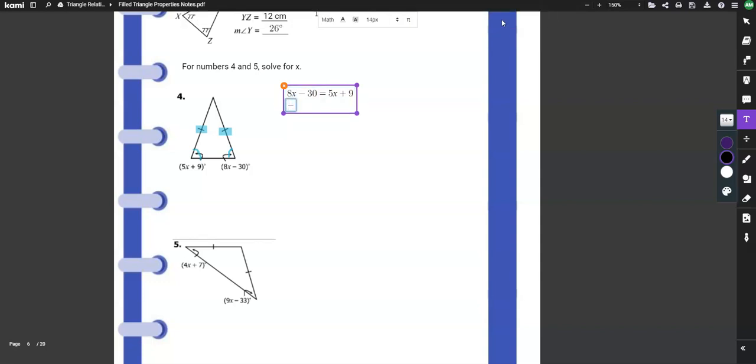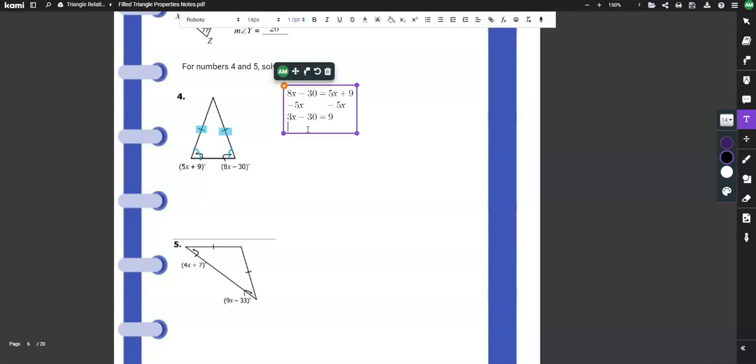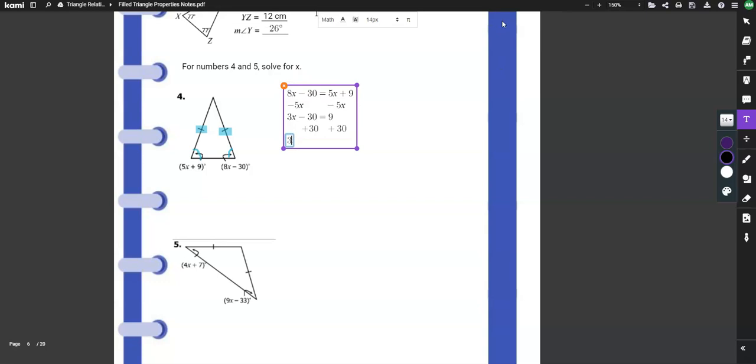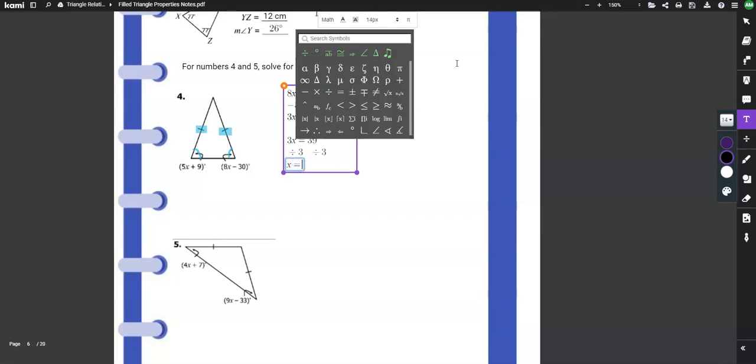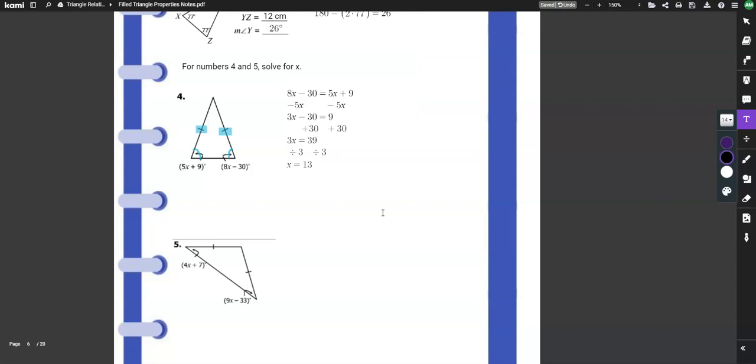I'm going to subtract 5x from both sides, which is going to leave me with 3x minus 30 is equal to 9. And then I'm going to add 30 to both sides, which leaves me with 3x equals 39. Divide both sides by 3, and we get x equals 13.